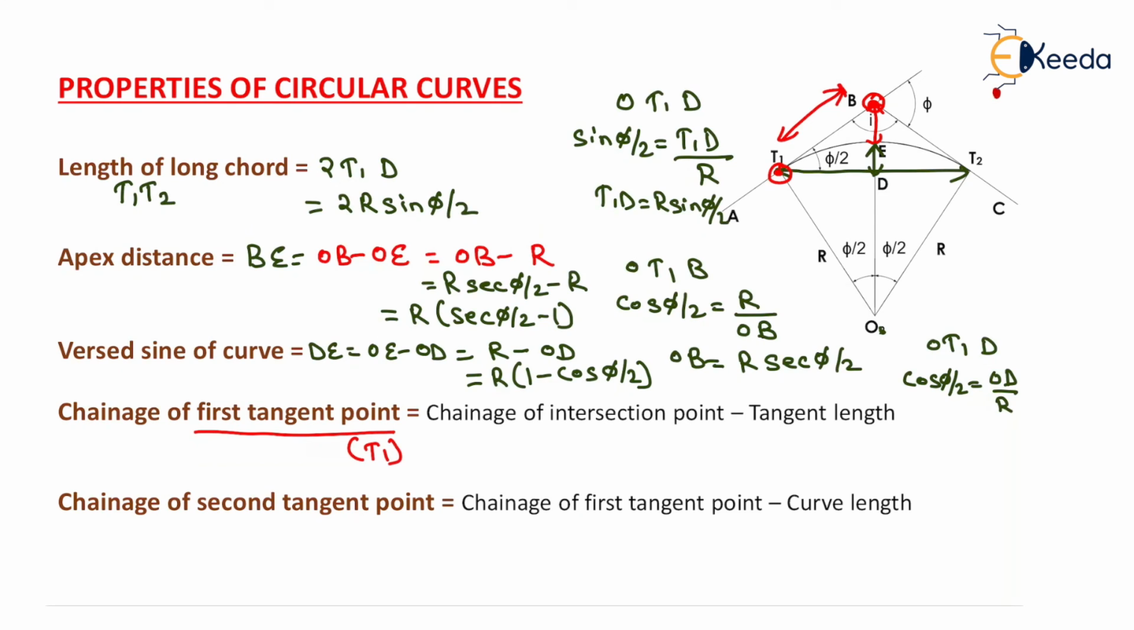Now in actual practice, we don't have the length of long chord, we have the length of curve, that is T1 E T2. For the computation of chainage of second tangent point, we need to add chainage of first tangent point with the curve length. So chainage of second tangent point will be equal to chainage of first tangent point plus curve length.